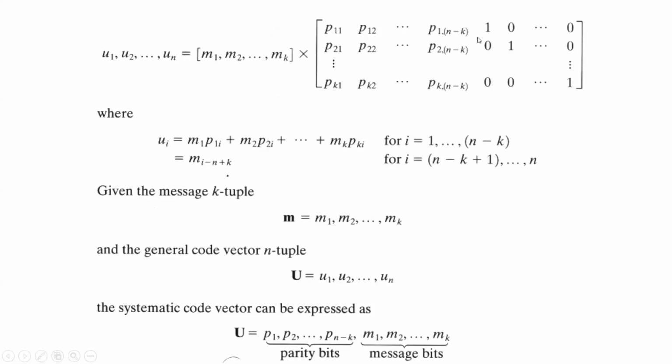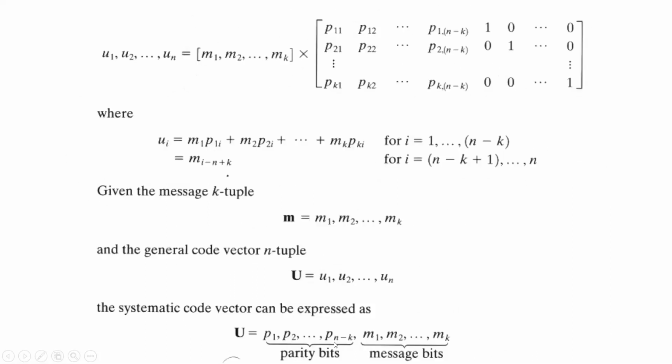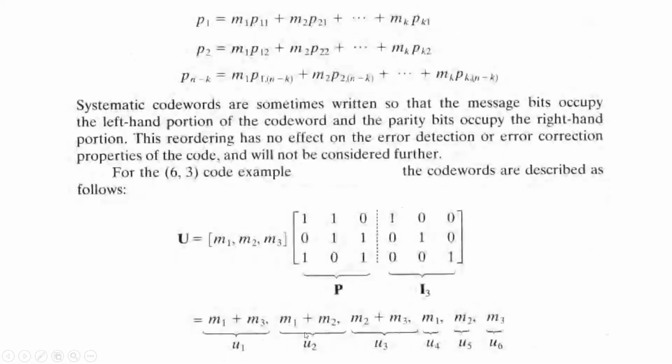This will be given to you to solve any question. Message bits will be given to you, generating matrix will be given to you. How to generate the parity bit? P1 will be equal to M1 P11 plus M2 P21 up to MK PK1, as given here. And similarly for P2, and similarly for Pn minus k, because n minus k parity bits are there.